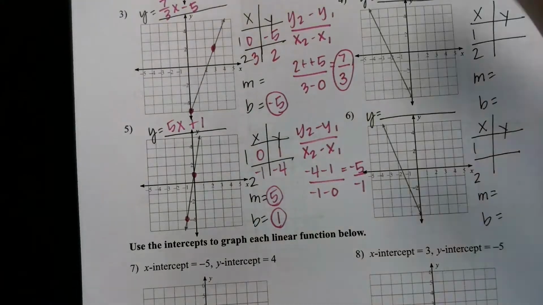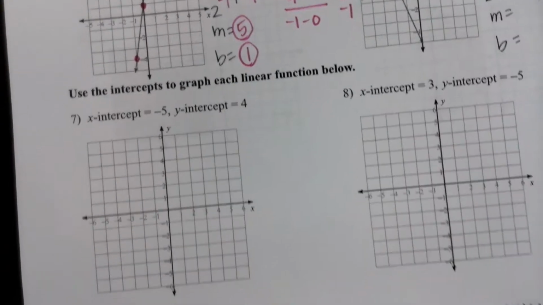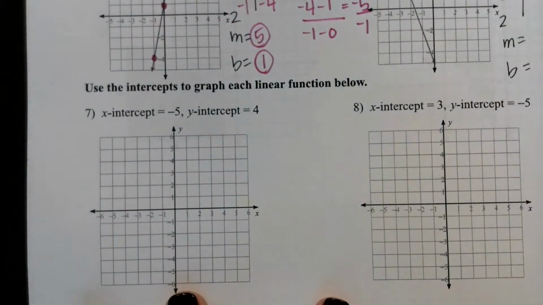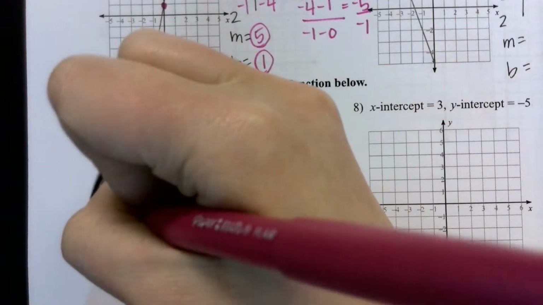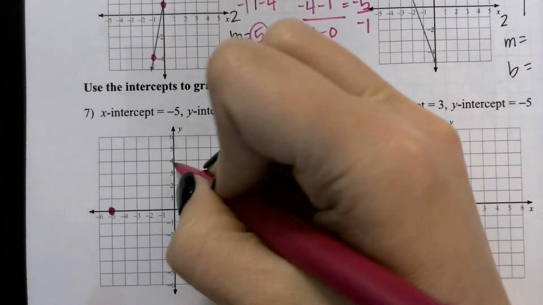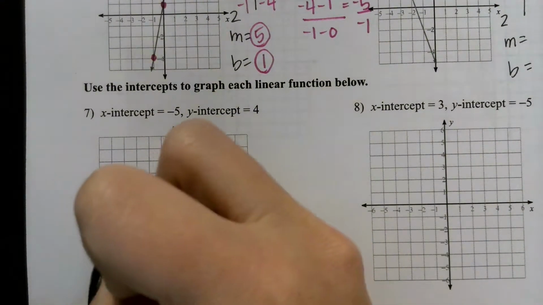And y'all will do the even ones of those. And we're going to skip right along. And I showed you guys how to do number 7 in class. Identifying the x-intercept. That's the point where the graph crosses the x-axis. So that's on the -5. And then my y-intercept is at +4. Then I'm going to connect those two.